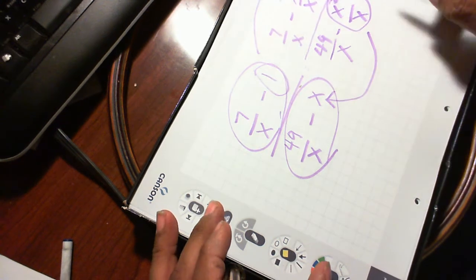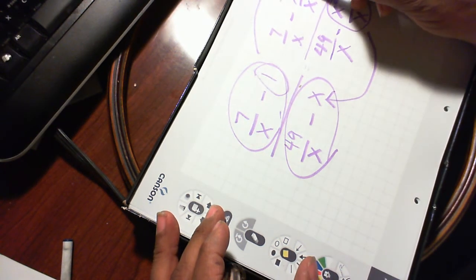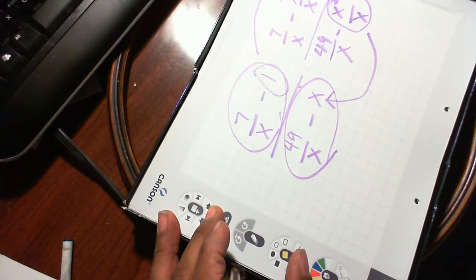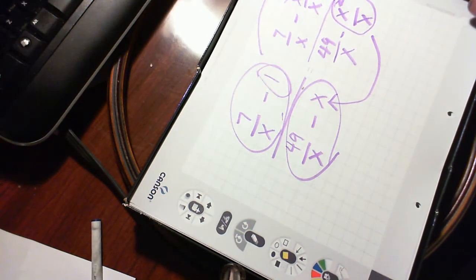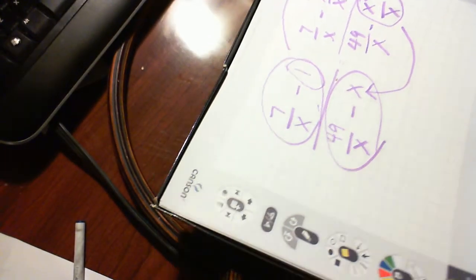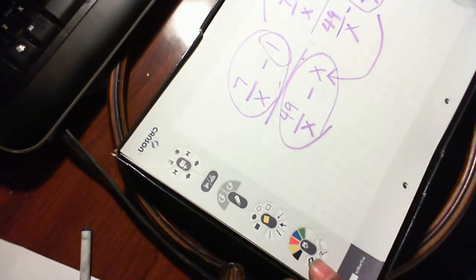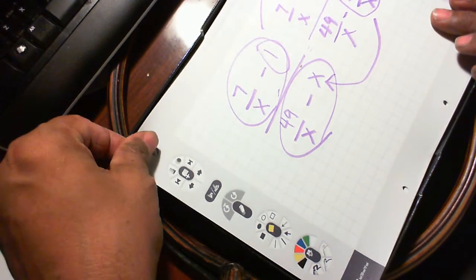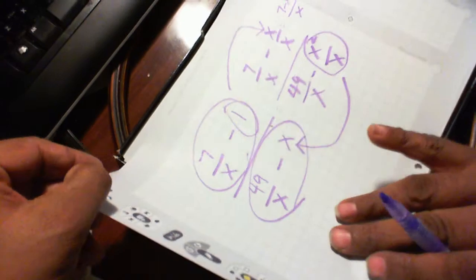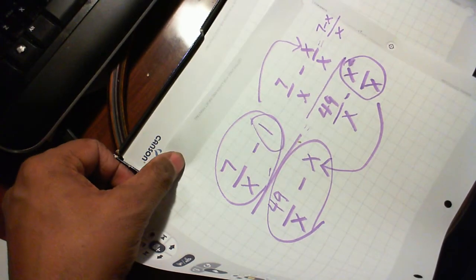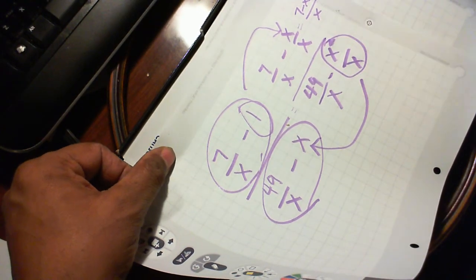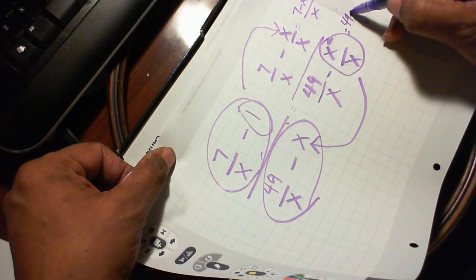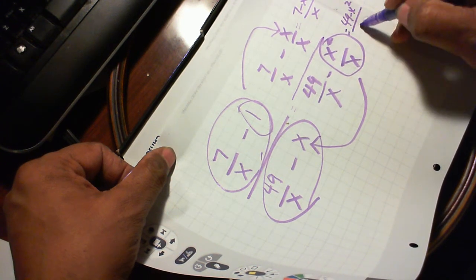So now I can combine this. The top combined to 7 minus x over x. Oh, you can't see that. Okay, let's see if I can move it a little bit so that you can see it. No, I can't do it. Okay, let's see if I can move just the paper without moving the whole thing. Here you go. Okay, 7 minus x over x. So the bottom will be 49 minus x squared over x.